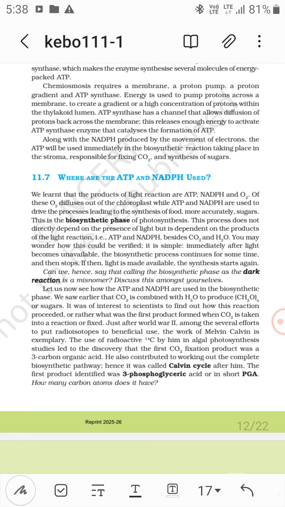Okay, the products of light reaction are ATP, NADPH, and oxygen. O2 diffuses out of the chloroplast, while ATP and NADPH are used to drive the process leading to the synthesis of food, more accurately sugars. So this is the biosynthetic phase of photosynthesis.